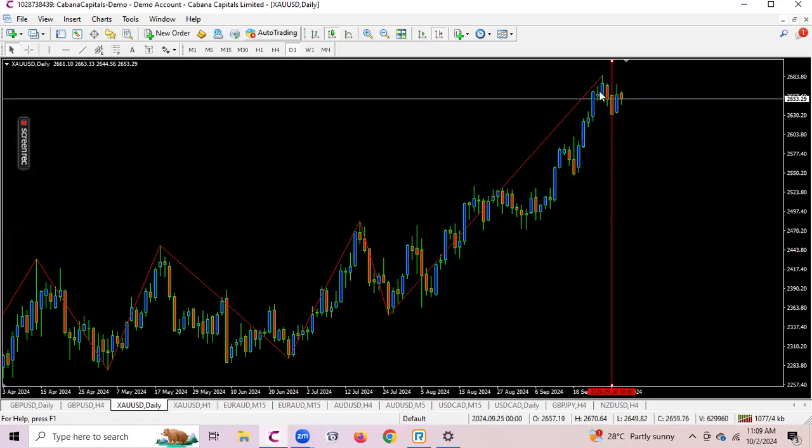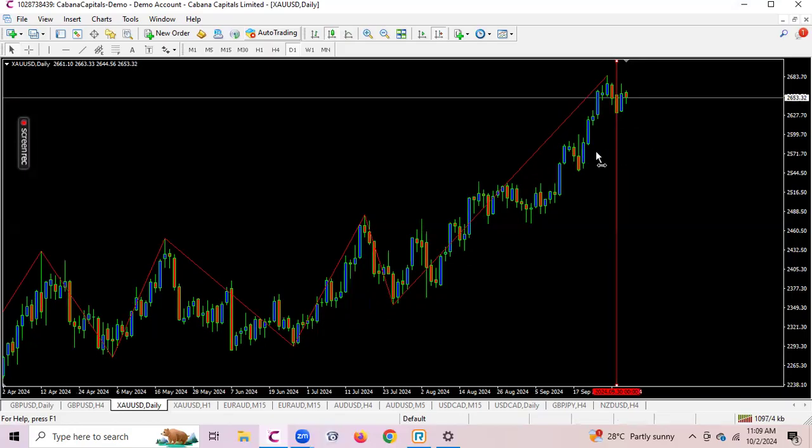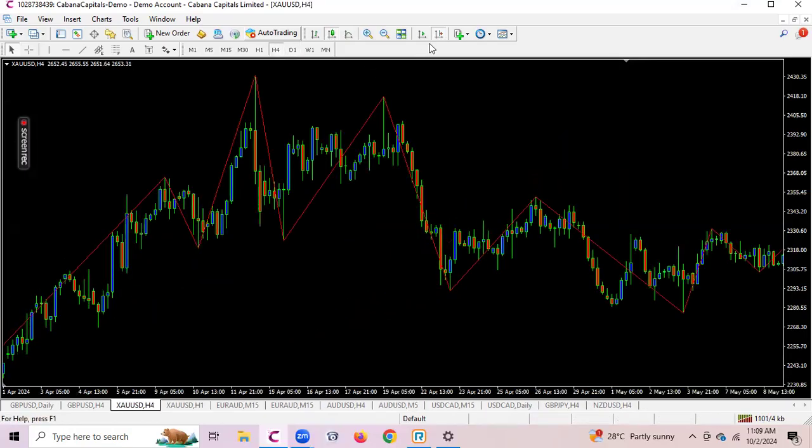Now, after the formation of this pattern, I'm sure a fair value gap was created, and that could be the reason for this pullback we saw yesterday. But let's confirm that. Let's go down to lower time frame.